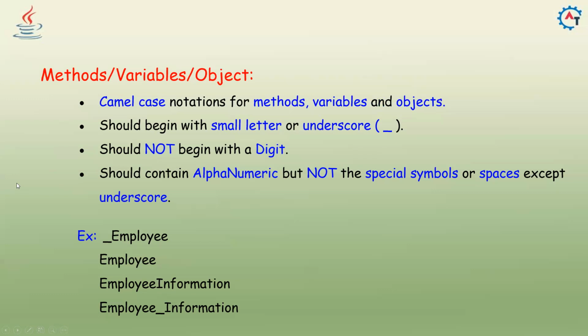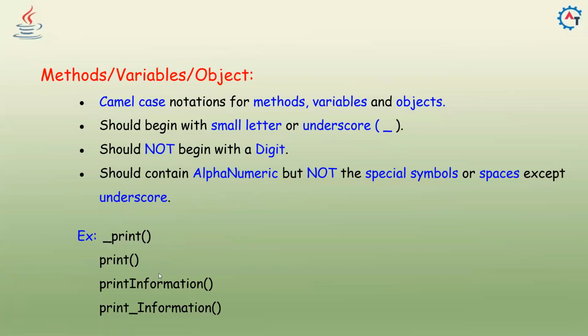So what about the method, variables, and object? Most of the things are the same. Here I have not changed the class name, all these things, so I change it now. You see that you need to use camel case notation for methods, variables, and objects. We will discuss all these things, variables and methods. It should begin with a small letter or underscore. In the class and interface it should begin with a capital letter or underscore, but here with a small letter. And the same thing, it should not begin with a digit and should contain alphanumeric characters, but not special symbols or spaces except underscore.